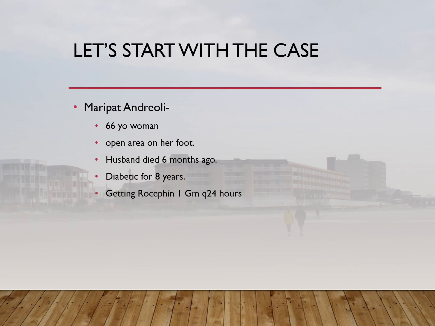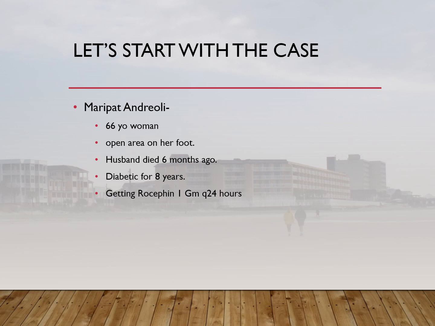So we'll start. I always like to start with a case. MARIPAT is a 66-year-old woman. She has an open area on her foot. Her husband died 6 months ago. She's diabetic and has been for 8 years. And she's getting ROCEPHIN 1 gram every 24 hours. I really like to start with a case because it puts into context the fact that when you're giving a patient a medication, you're giving a person a medication.